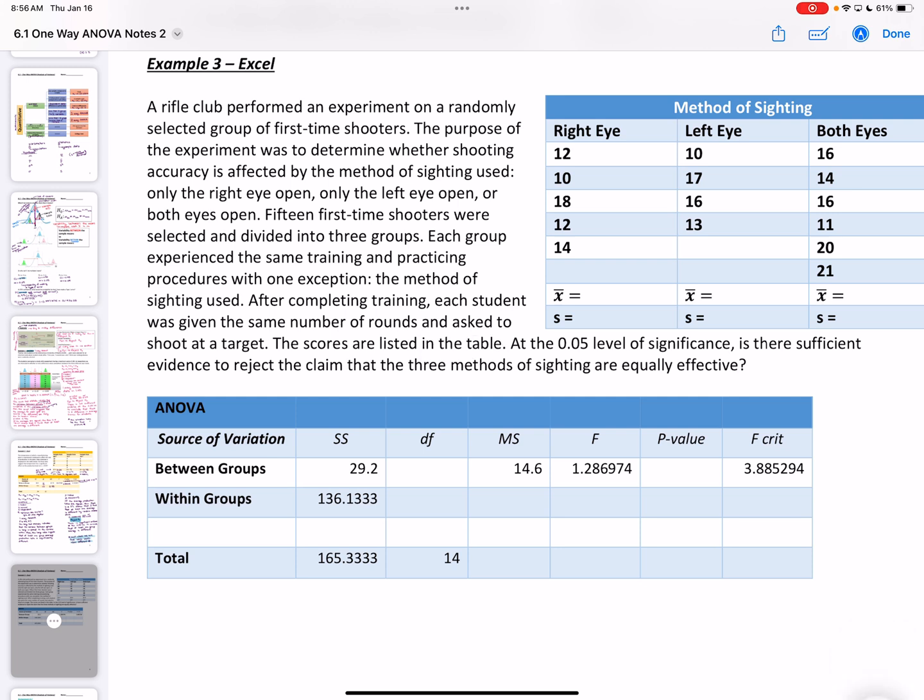21. Okay? So, again, up here at the top it says File, Home, Insert, Page Layout, Formula, Data is what I'm going to select. And then on the far right, I'm going to choose Data Analysis, okay? I'm going to choose Single Factor, okay? And then OK. And I'm going to change that input now. And I'm going to highlight right eye, left eye, both eyes, and then drag down, okay? So because I have labels in that first row, I'm going to click that, okay?